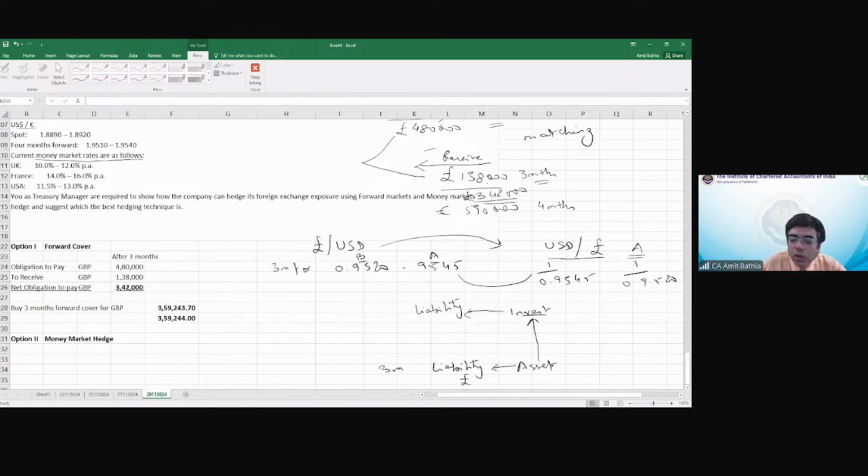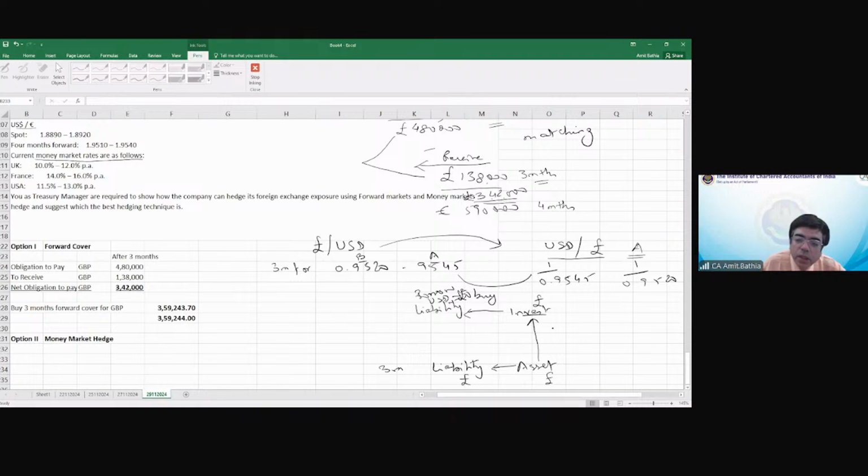My liability is in pounds. So I would need an asset in pounds. I would essentially need to invest something in pounds, and I will need to essentially borrow in USD. Borrow today in USD, which will be used to buy pounds, right? So I borrow USD to buy pounds today, so that after 3 months, the maturity value will match.